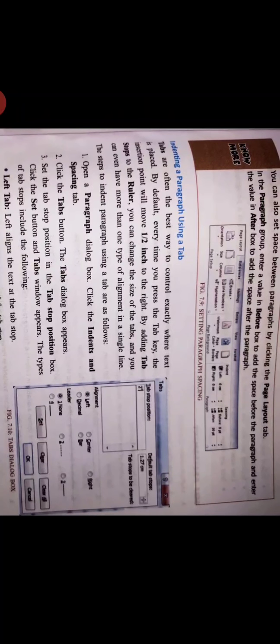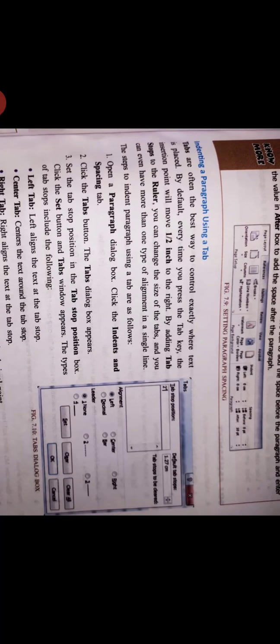You can also set space between paragraphs by clicking the Page Layout tab. In the Paragraph group, enter the value in the Before box, and enter the value in the After box to add space after the paragraph. Before or after the paragraph, you have to give the value in digits, like 1 or 2, for space after or before the paragraph.